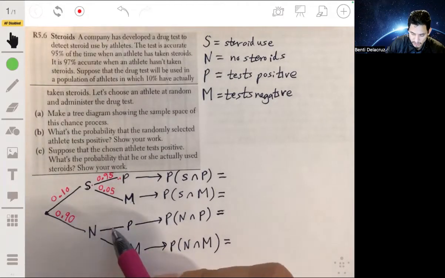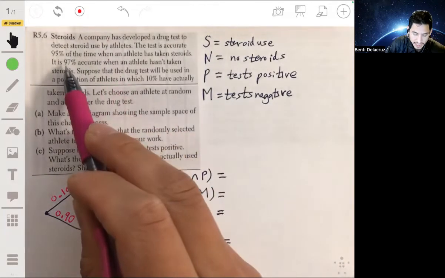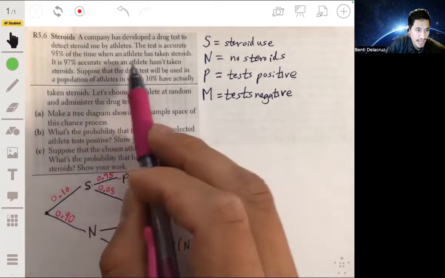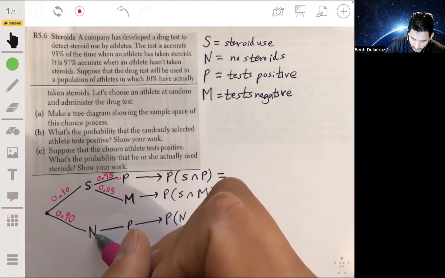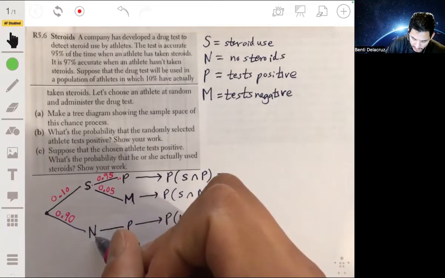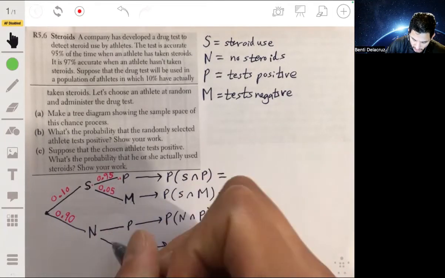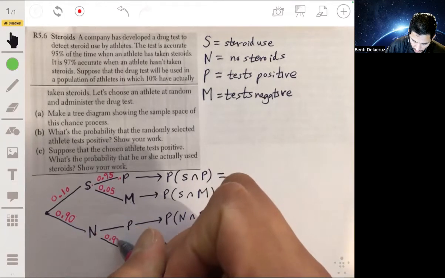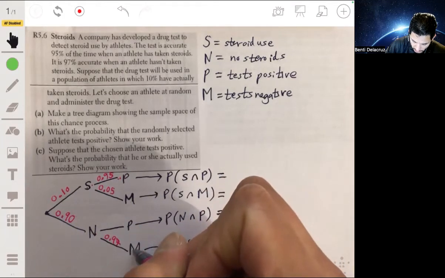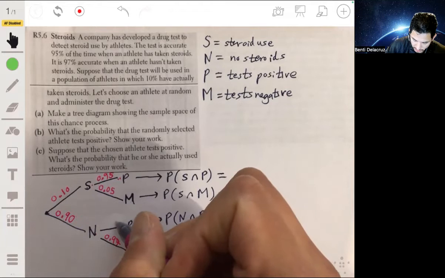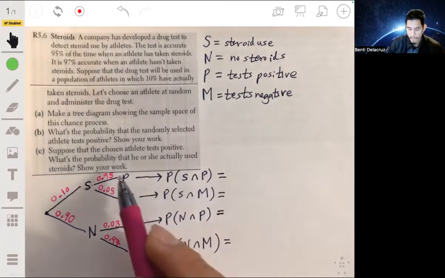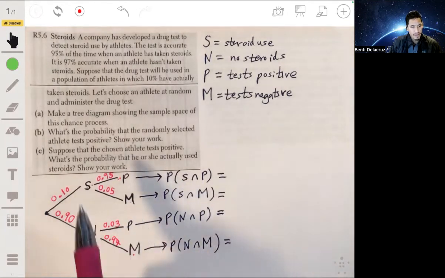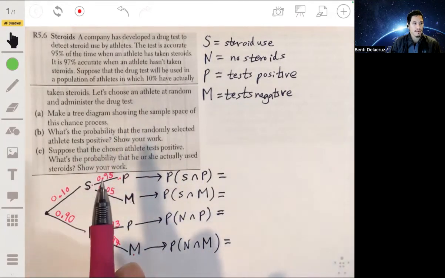For the non-steroid users, it says it's 97% accurate when they haven't taken steroids. So if they're a non-steroid user, for it to be accurate, it means that they would test negative for steroids. So that means the 0.97 would go here. That would be an accurate result. And that means there's 3% left over, and 0.03 would be here. So now we have all those corresponding probabilities labeled.